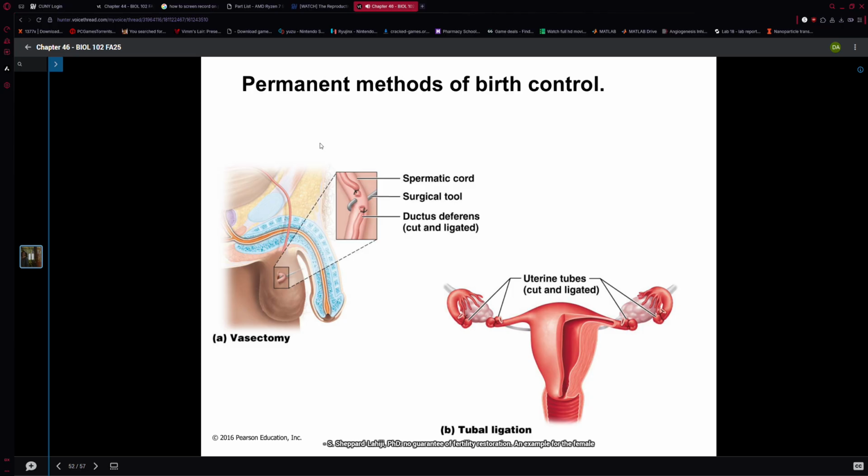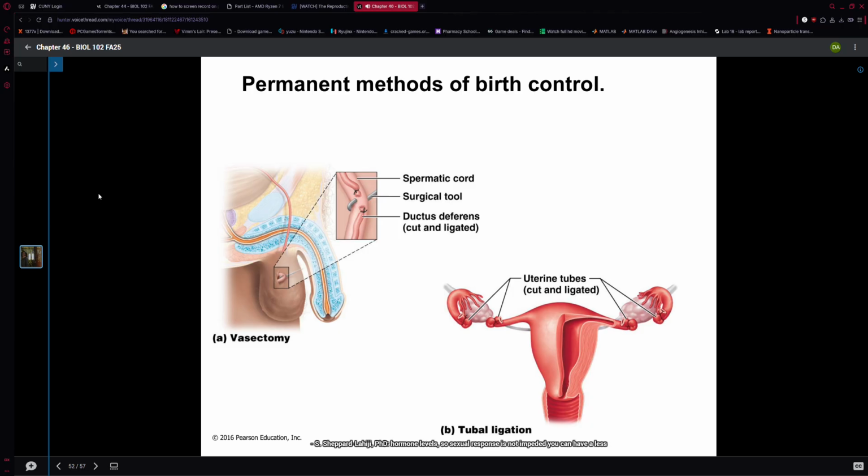An example for the female reproductive tract would be tubal ligation, in which the uterine tubes are cut and ligated such that the eggs can't reach the uterus and sperm can't reach the egg. In this situation, still, we have normal standard hormone levels, so sexual response is not impeded.